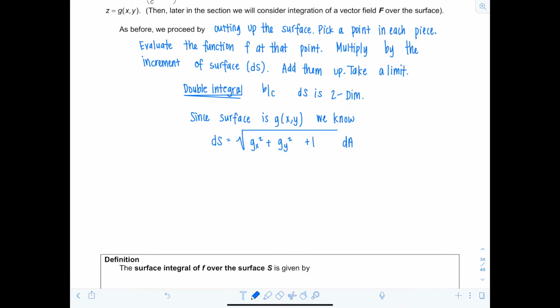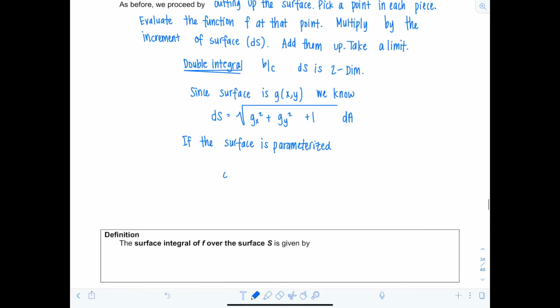And as we considered in the previous lesson, if the surface is parametrized, then ds is going to equal, do you remember? I hope so. Magnitude of partial with respect to u crossed with partial with respect to v, dA. And dA is usually just du dv. Okay, so we're going to put it all together right now.